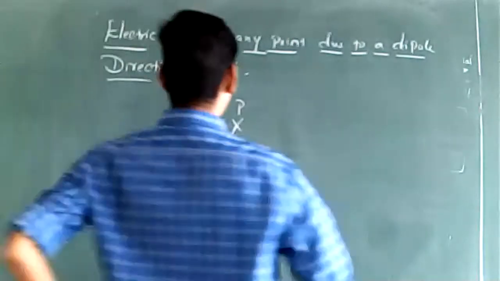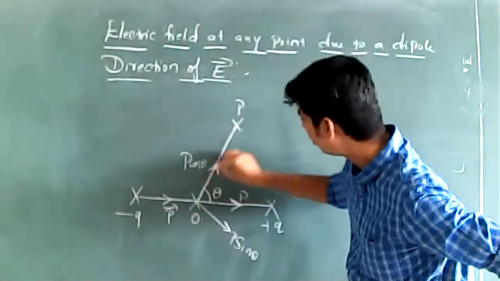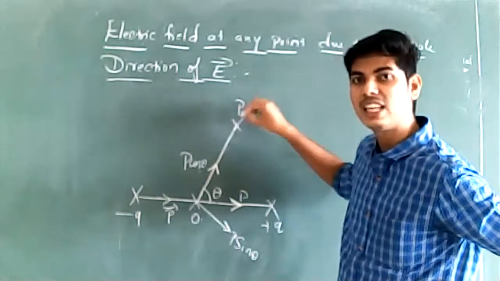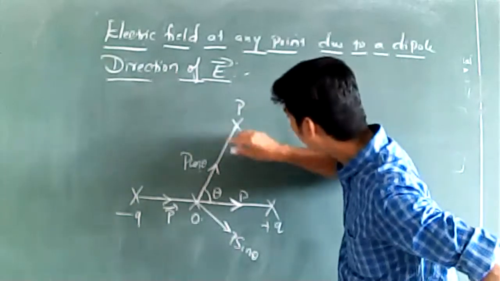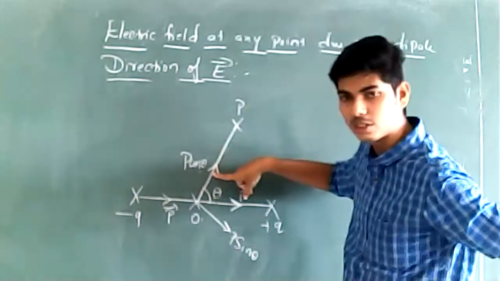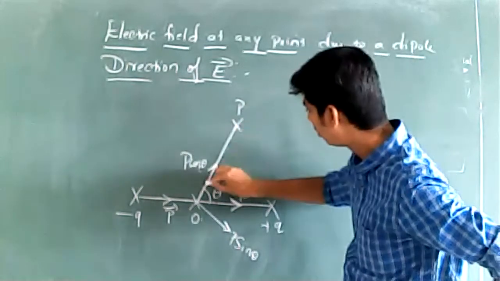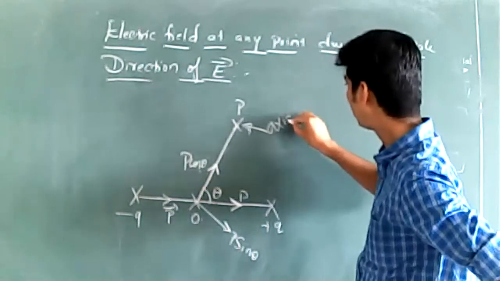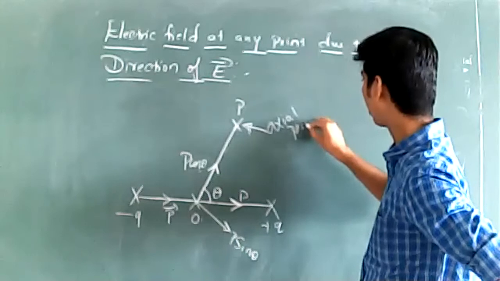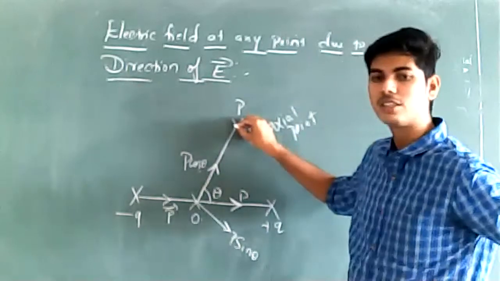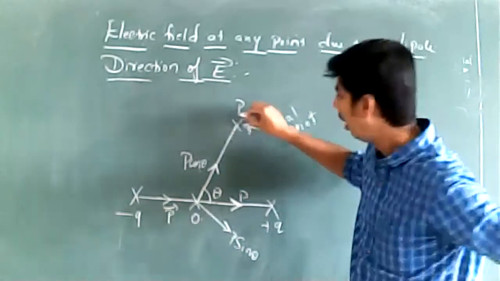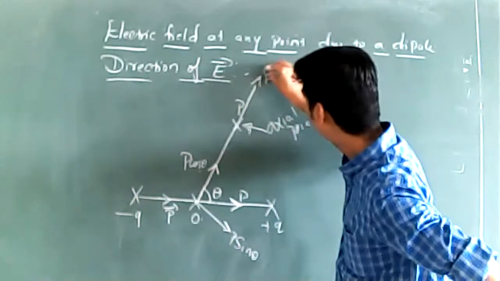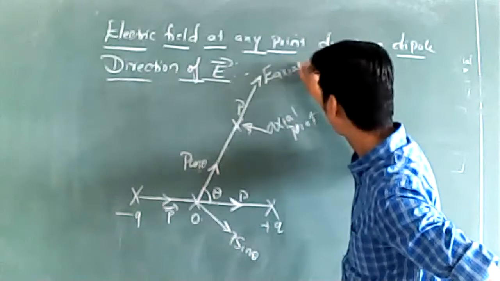So for this component, the electric field at point P must be in the same direction as this component. For this component, point P is the axial point. Hence, at a point on the axial line of a dipole, the electric field will be in the same direction as that of the dipole moment.